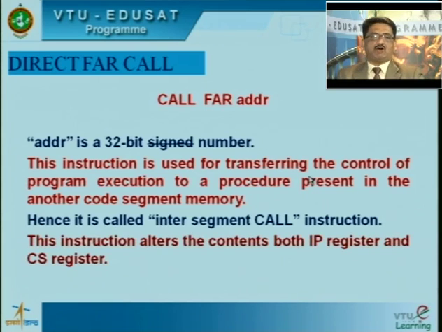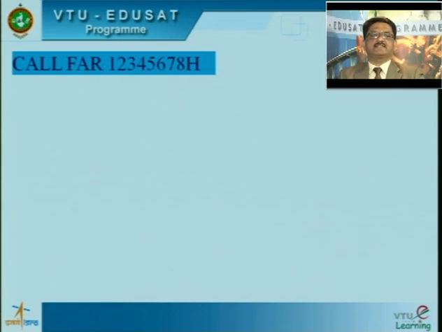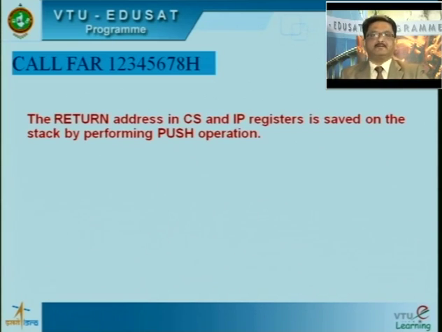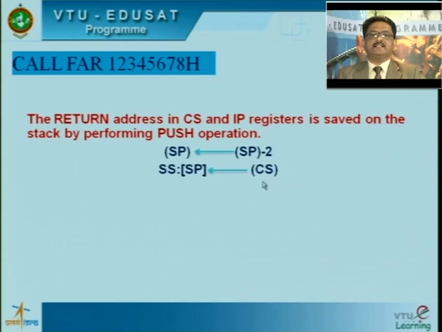It is an inter-segment call. Both CS and IP contents are updated. Now carefully see this: call far 1, 2, 3, 4, 5, 6, 7, 8. How many bytes are there? Four bytes, that is a 32-bit address. First SP is decremented by 2, and the content of CS is copied onto the top of the stack. Then SP is again decremented by 2, and IP is pushed onto the top of the stack.